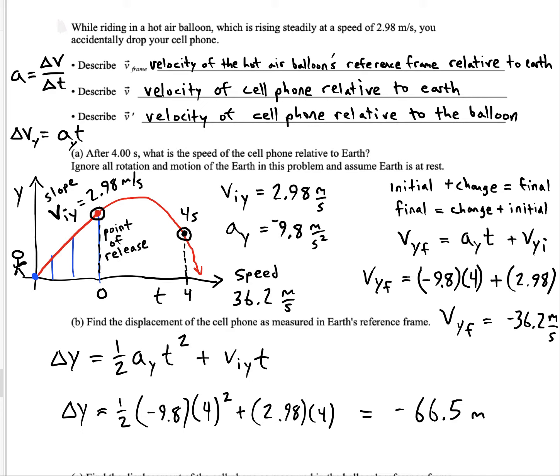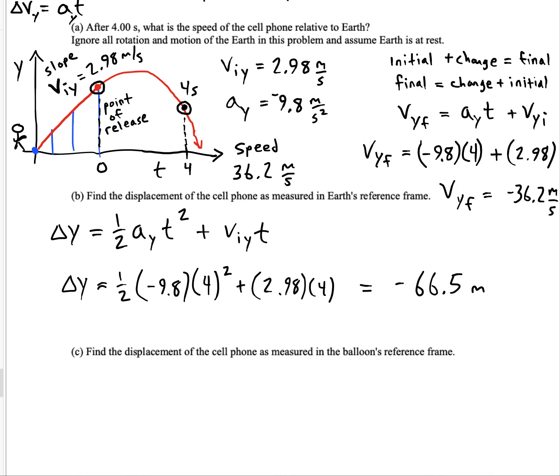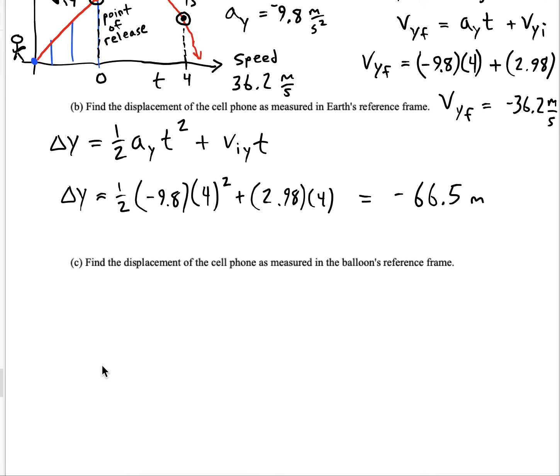It fell 66.5 meters. Now, the tricky question, the one that involves relativity. Find the displacement of the cell phone as measured in the balloon's reference frame. All right, so the thing about the balloon is it's moving, like let's say there's the basket, and it's just going to keep rising even after the cell phone is dropped.